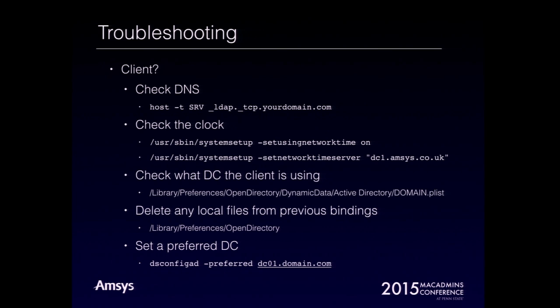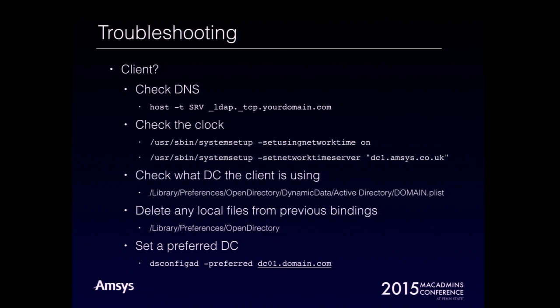Okay, check what DC the client's using. This is on some of the much bigger setups. If I'm going into a school and they've just got their own domain controller and that's it, it's not really going to be a problem. But on a larger site where you have lots of domain controllers possibly around the world, this particular preference file tells you which one the Mac is actually trying to use. So it's a pretty useful one, that.